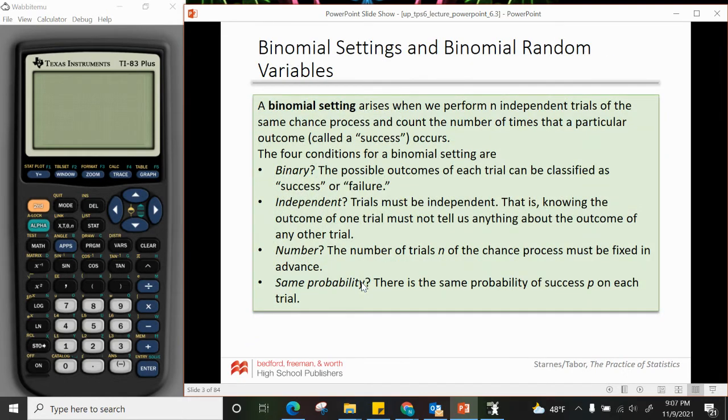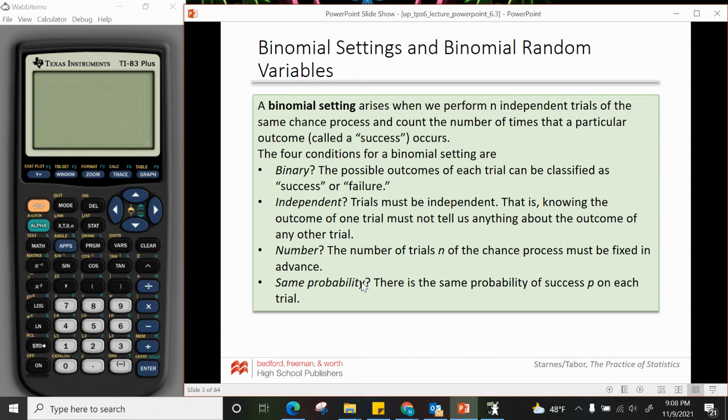So, a binomial setting arises when we perform n independent trials of the same chance process and count the number of times that a particular outcome has occurred. So, the four conditions for a binomial setting are they have to be binary, which means that there's only two options. Either it's a success or a fail. They don't necessarily need to say this is a success and this is a fail, but every trial has to be able to be interpreted as either a success or a fail.